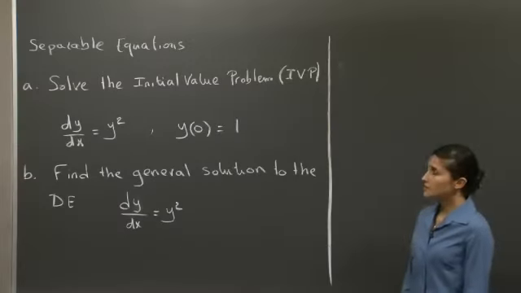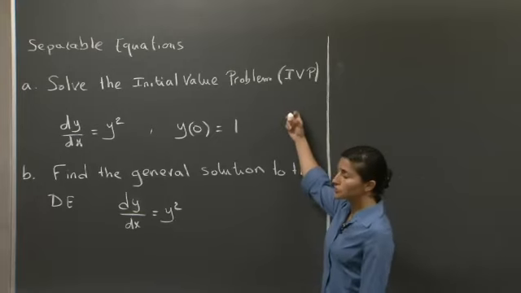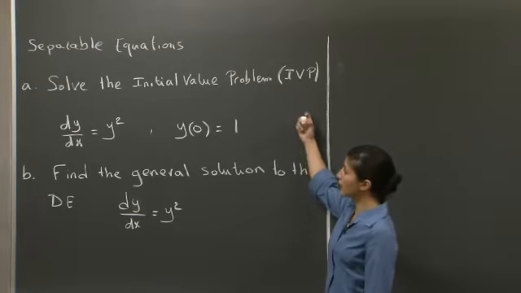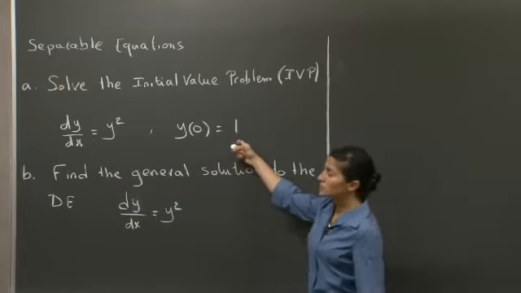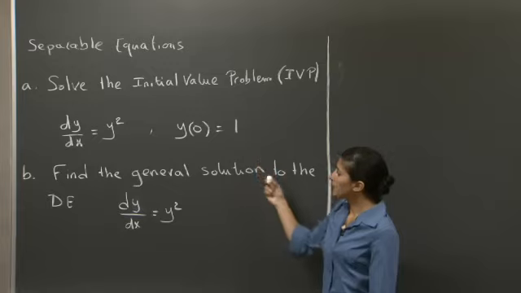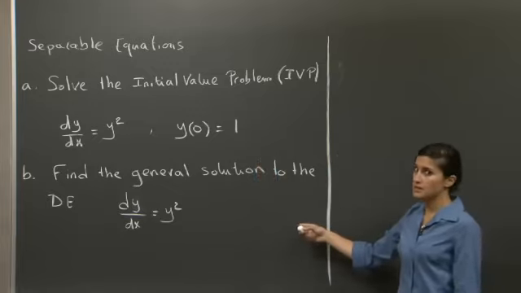Welcome to this session on separable equations. In this problem, you're asked in the first question to solve the initial value problem dy/dx equals y squared, with the initial condition y(0) equals 1. In the second part of the problem, you're asked to find the general solution where no initial condition is imposed.